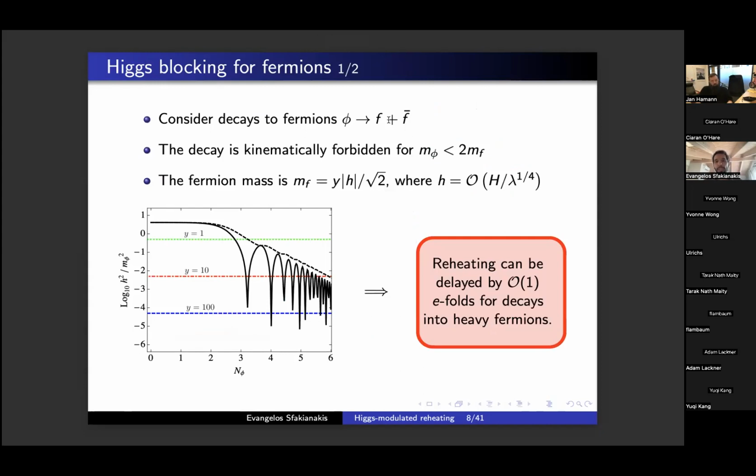So consider decays to fermions, as I said. So phi goes to f f-tilde or f f-bar. Phi is the inflaton. The first thing we can see immediately is that this decay can actually even be blocked, right? If the mass of the inflaton is smaller than twice the mass of the fermions, then the inflaton cannot decay. So essentially, if we have a large VEV for the Higgs field and consider large Yukawa couplings, then reheating can be blocked until the Higgs relaxes to its true minimum after a few e-folds, when decays can resume.